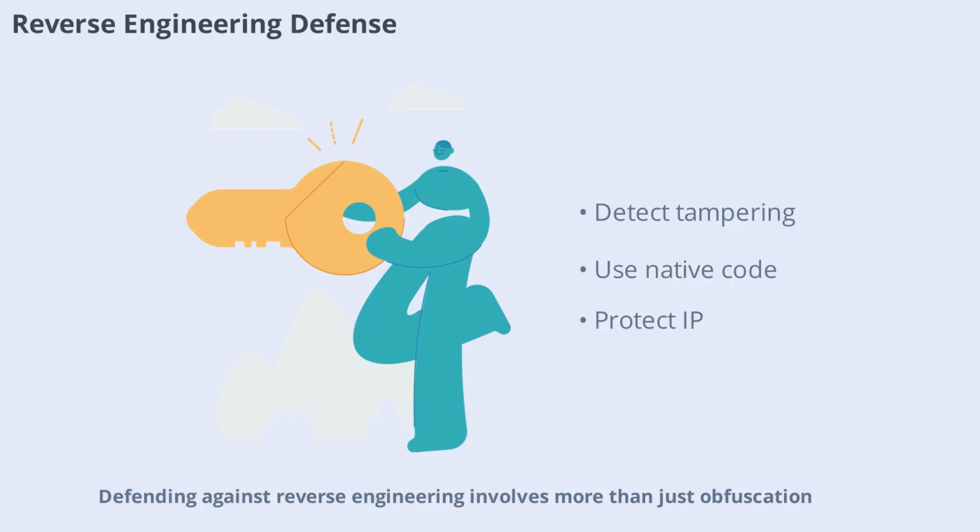Defending against reverse engineering involves more than just obfuscation. Implement runtime checks, detect tampering, and use native code for sensitive operations when possible. By making it harder for attackers to analyze your app, you can protect your intellectual property and user data.